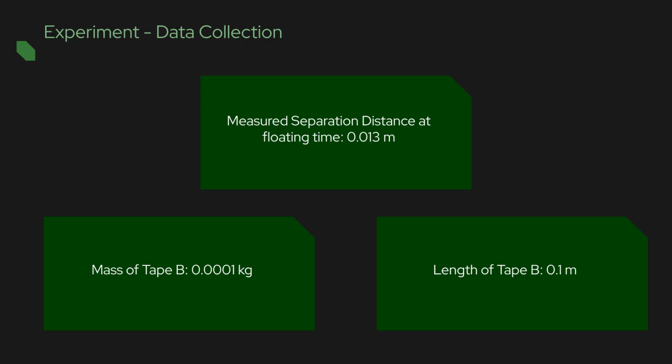For this experiment, the data we collected was that the measured separation distance at floating time was 0.013 meters, the mass of the tape was 0.0001 kilograms, and the length of the tape was 0.1 meters.